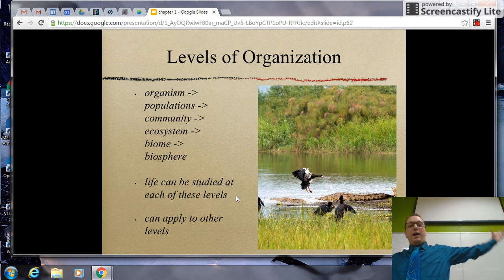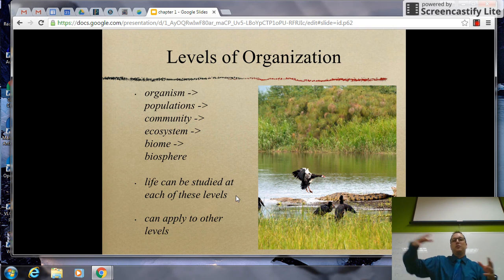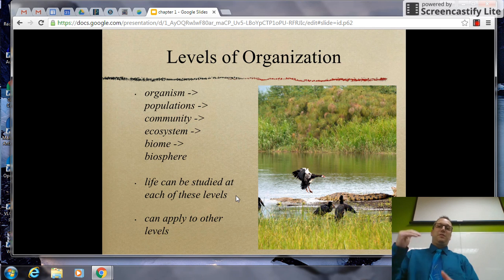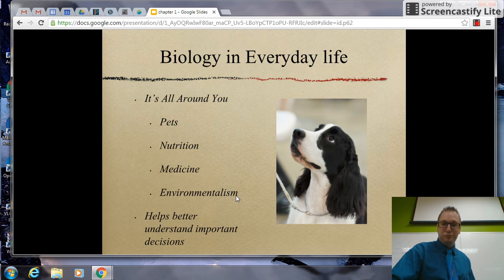And then you have the biome. Okay? A biome is a large tract of similar land, like all of the grasslands in North America or Africa, all of the forests on the East Coast. And then the biosphere is the whole world. So life can be studied at each of these levels, and each of these levels apply to other levels.